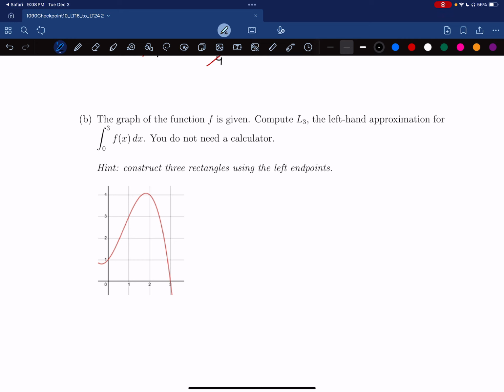Left-handed means I'm going to be drawing my rectangles starting from the left. And we're going from 0 to 3, and it's L sub 3. And it tells us here 3 rectangles. So starting at 0, left-handed means I'm going to start at this point, go across, and that'll be 1. Now at the point 1, we go to the left side right here. That's our next one. And then finally, for our third rectangle, at x equals 2, start here.